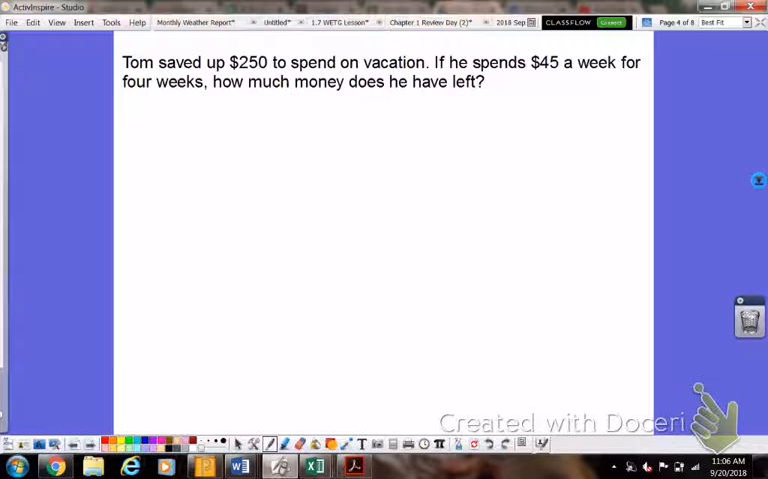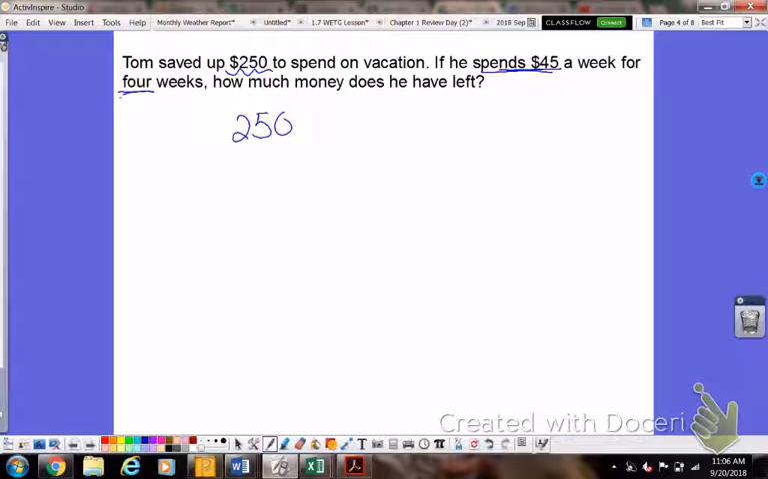Alright, one more problem for this lesson. Tom saved up $250 to spend on vacation. If he spends $45 a week for 4 weeks, how much money does he have left? So we started with $250. Go ahead and underline that. Then he spends $45 a week for 4 weeks.